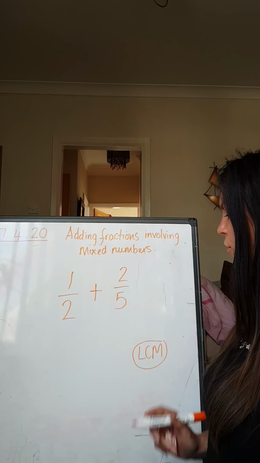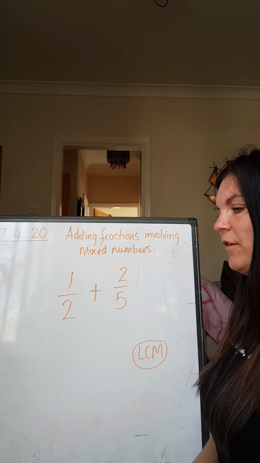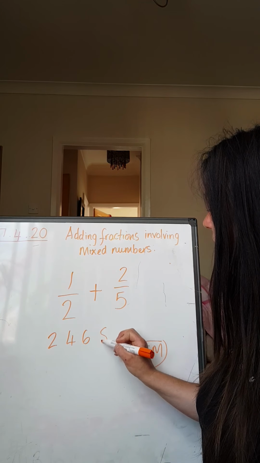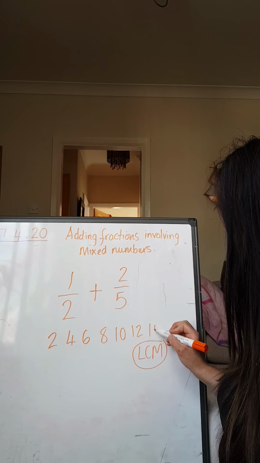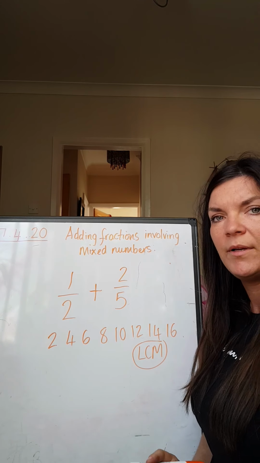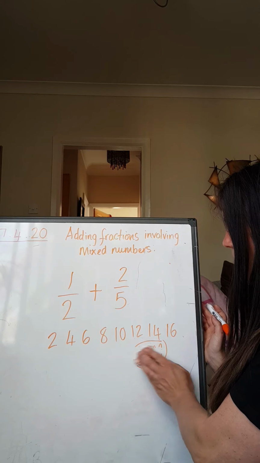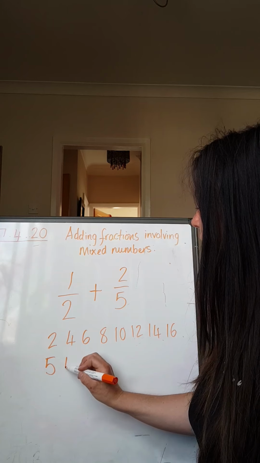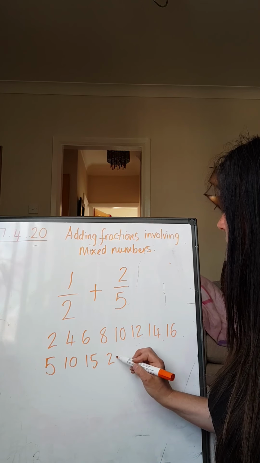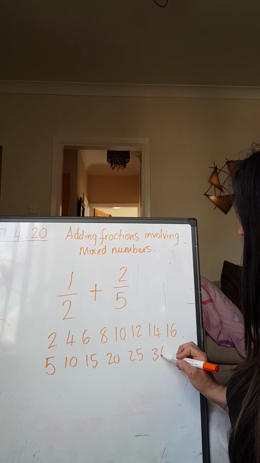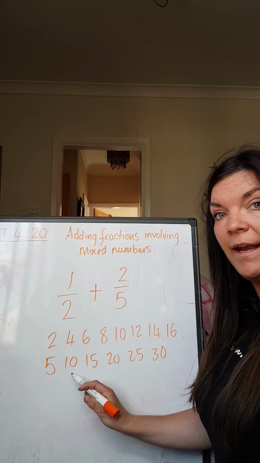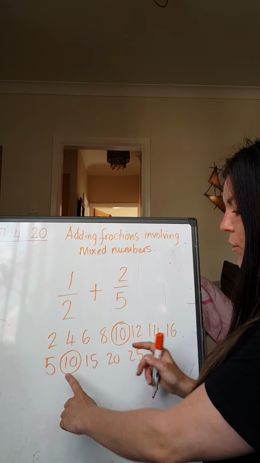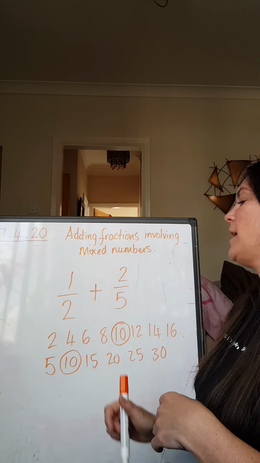What's the first or the lowest number that's in the 2s and the 5s? Well, you could write out the 2 times table. 2, 4, 6, 8, 10, 12, 14, 16. I'm not going to go any further than that because I've already spotted what the LCM is, the lowest common multiple. Because if I write out the 5s as well, 5, 10, 15, 20, 25, 30, don't even need to go this far really because I've spotted 10 is in the 5s and 10 is in the 2s. That was the lowest number that is in both times tables.